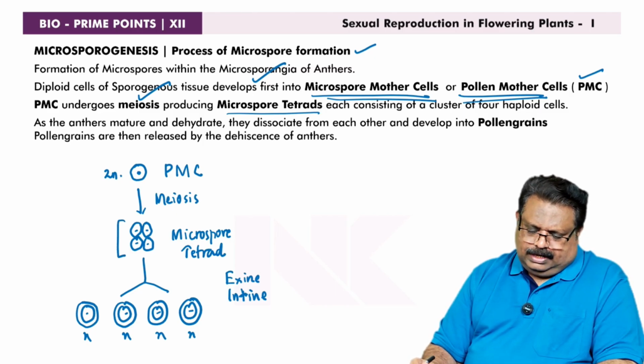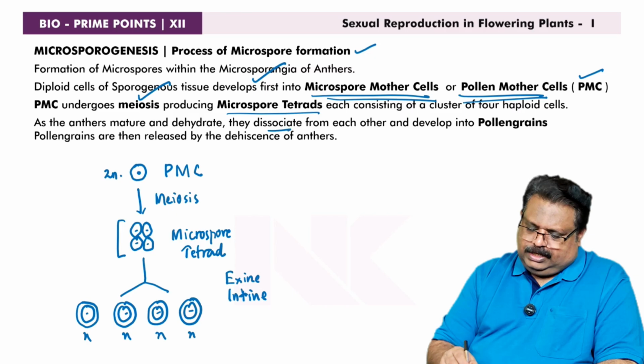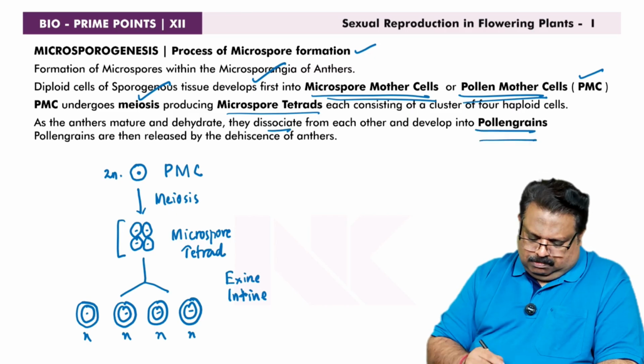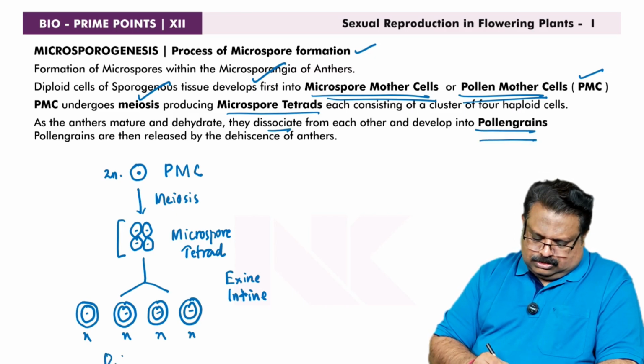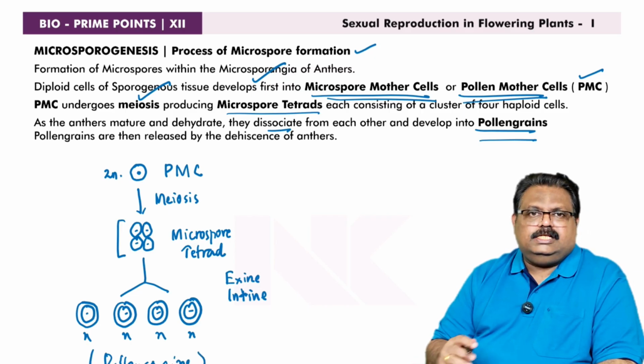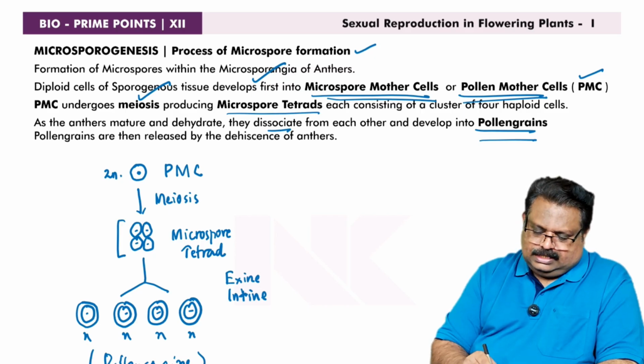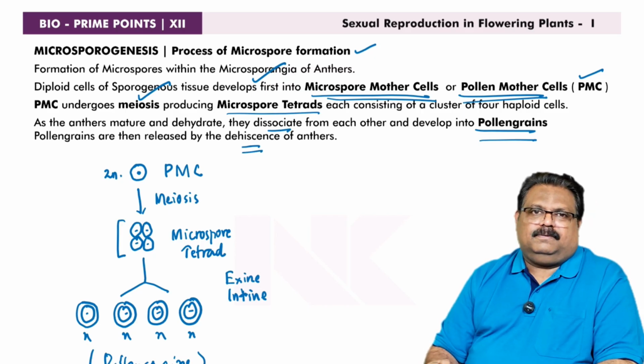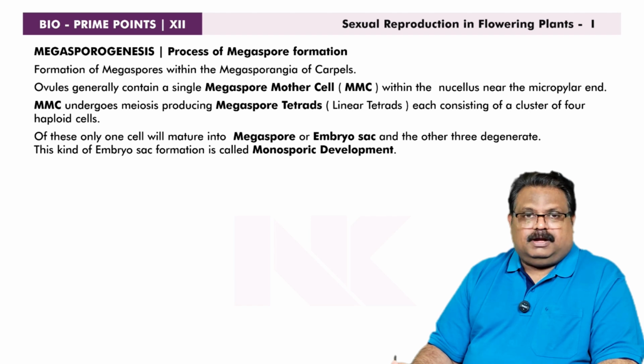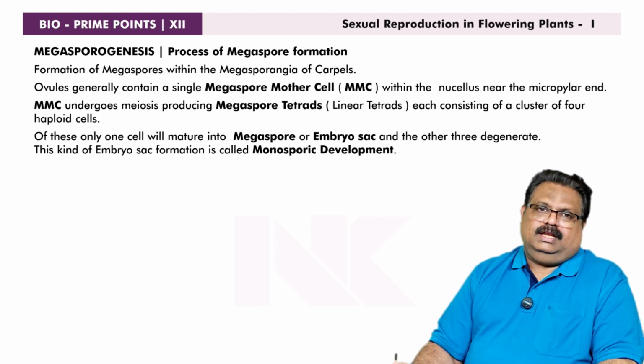As the anthers mature and dehydrate, they dissociate from each other and develop into pollen grains. Microspores are otherwise called pollen grains. Then these pollen grains produced inside the Microsporangia will be released by the dehiscence of anthers. Now we are moving on to the next prime point, Megasporogenesis.